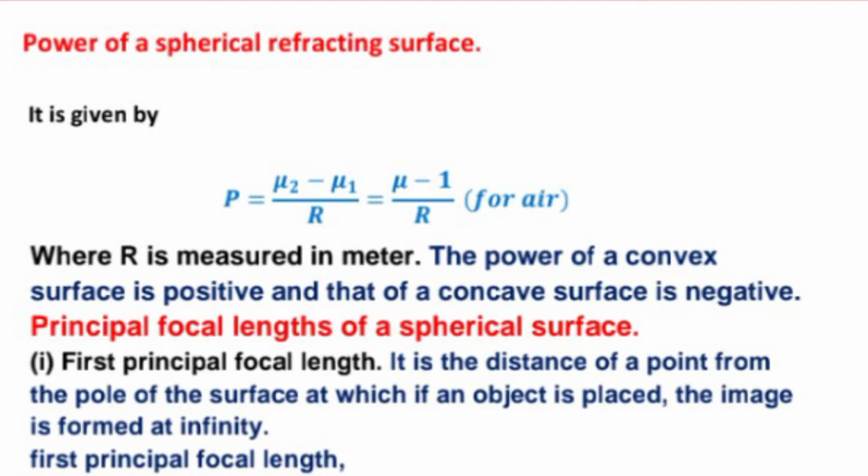The principal focal length of a spherical surface. First principal focal length. It is the distance of a point from the pole of the surface at which, if an object is placed, the image is formed at infinity.